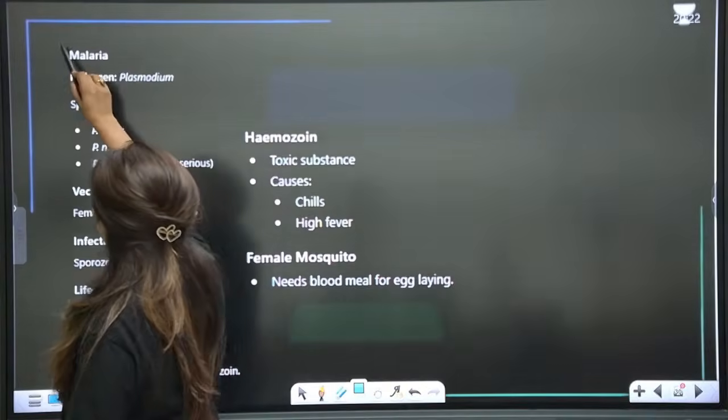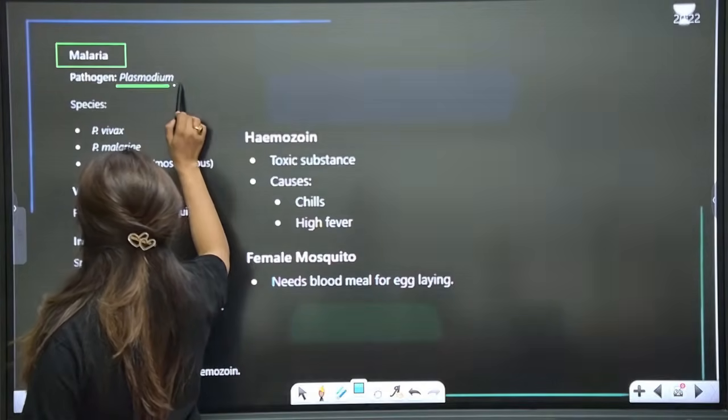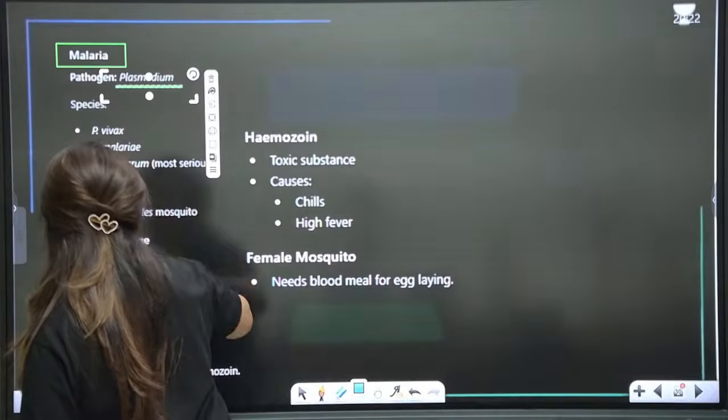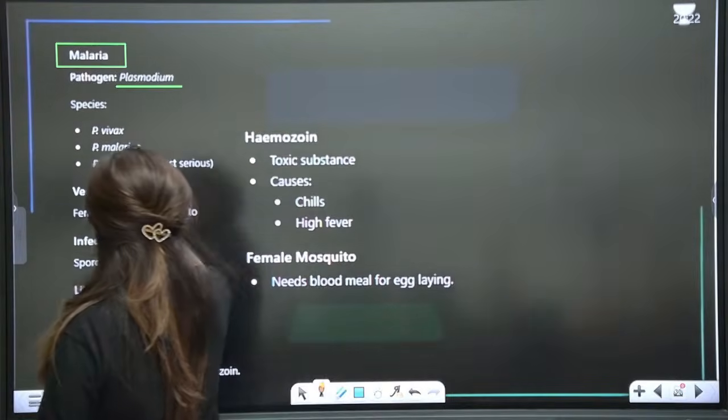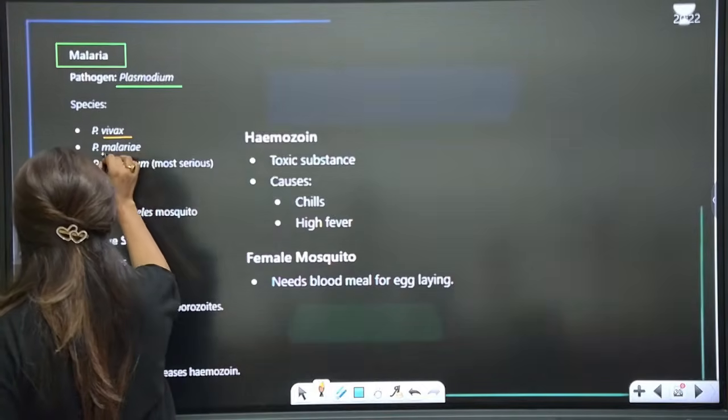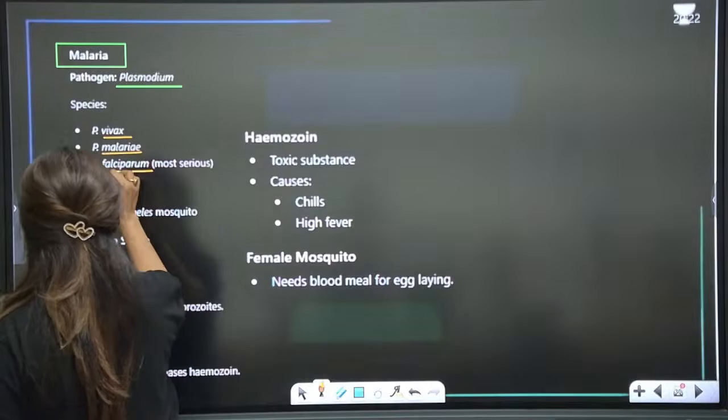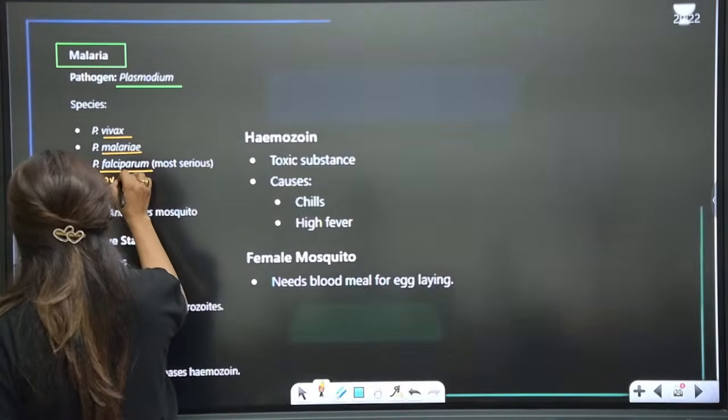Talking about malaria, caused by the agent Plasmodium. So we have different species: Plasmodium vivax, Plasmodium malariae, Plasmodium falciparum, and also Plasmodium ovale.